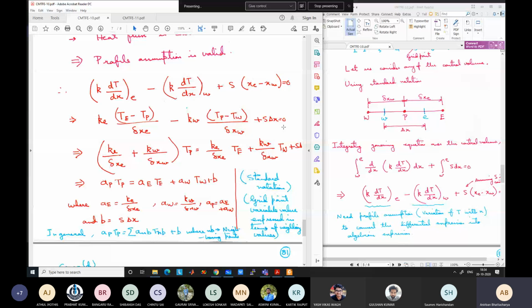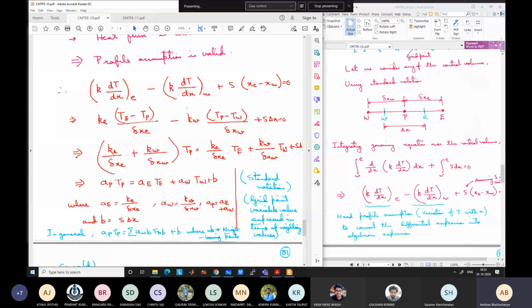But if you derive the equations for all the control volumes, you will have a number of equations equal to the number of unknowns. So going back to our problem here, we will derive equations for these 6 control volumes.